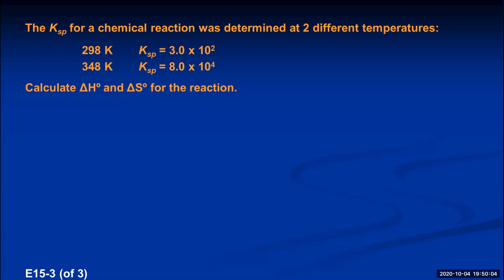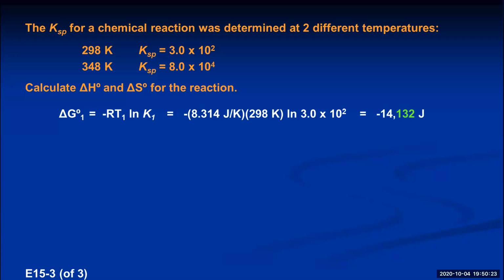So those will be negative RT multiplied by the natural log of the equilibrium constant. So for my first temperature of 298, I'll go negative R multiplied by 298, multiplied by the natural logarithm of that corresponding KSP, which is 3.0 times 10 to the second. This multiplies out, and because the KSP in my example is two significant figures, I'll get a two significant figure answer. My delta G naught at temperature 1 is negative 14,000 joules.